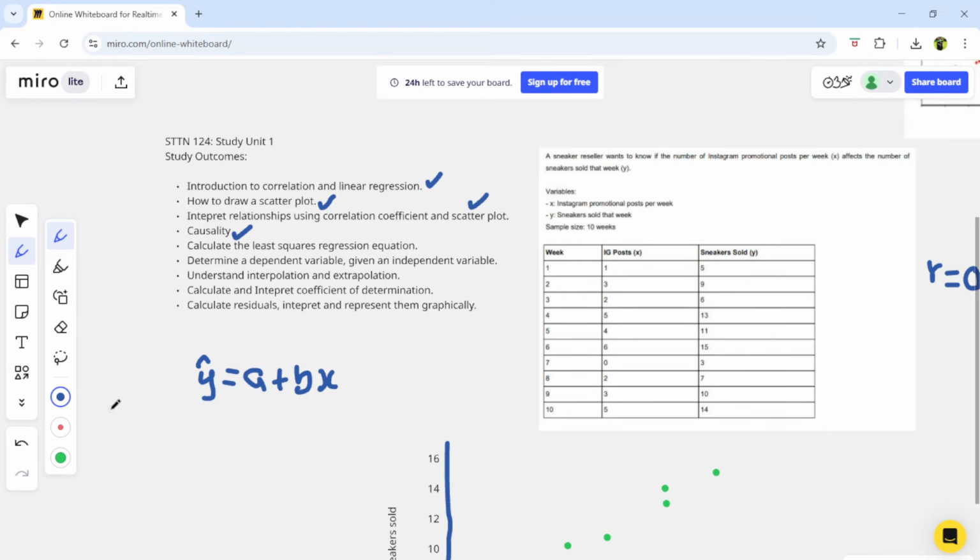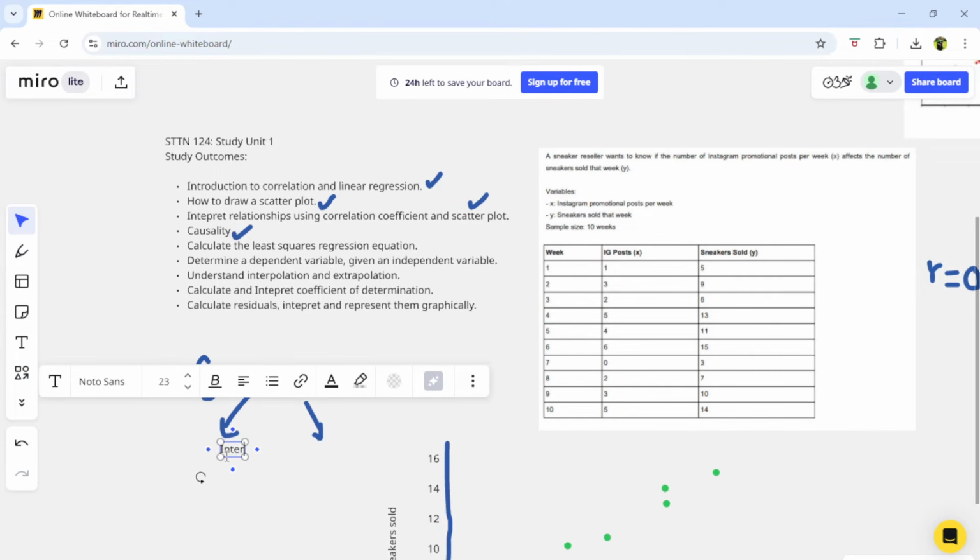So a is the y-intercept, and b is the slope. A is the intercept and b is the slope. Sometimes they can just say, using this information, calculate the slope of this graph, or calculate the slope of the least squares regression equation. So you have to know what a means and what b means.